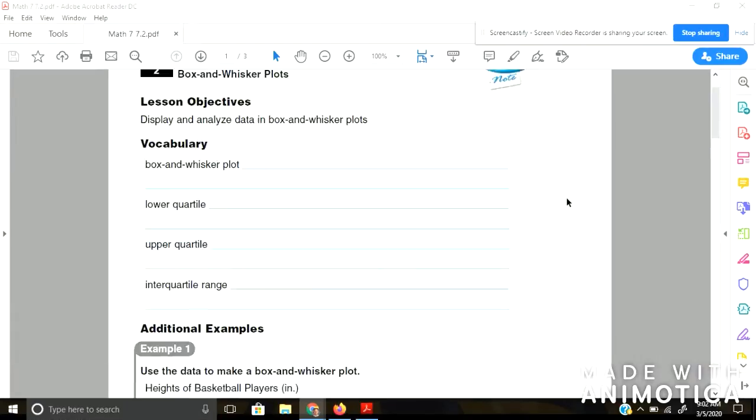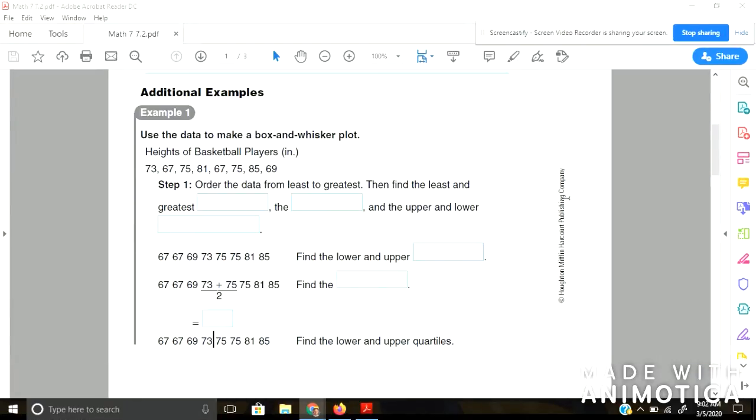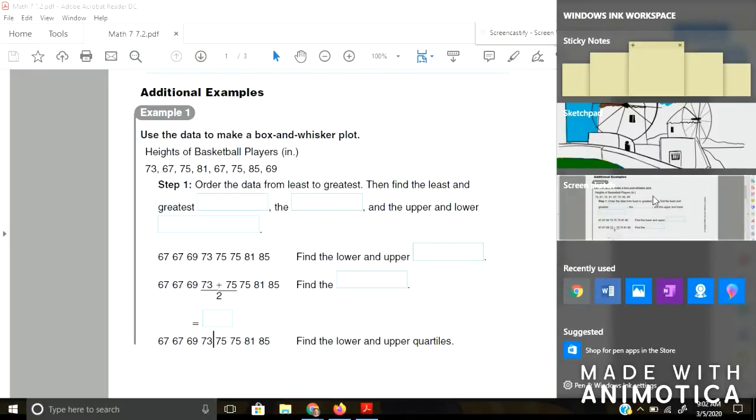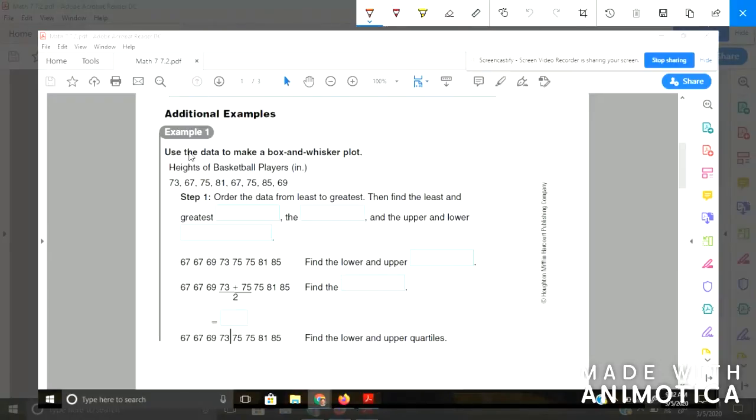Okay, let's look at our first example. In this first example, we are talking about heights of basketball players, and it goes on to the back as well. So there's quite a few steps when we're making a box and whisker plot, but I'll help break it down for you here. It says use the data to make a box and whisker plot. Here are the heights of basketball players, and these heights are in inches.